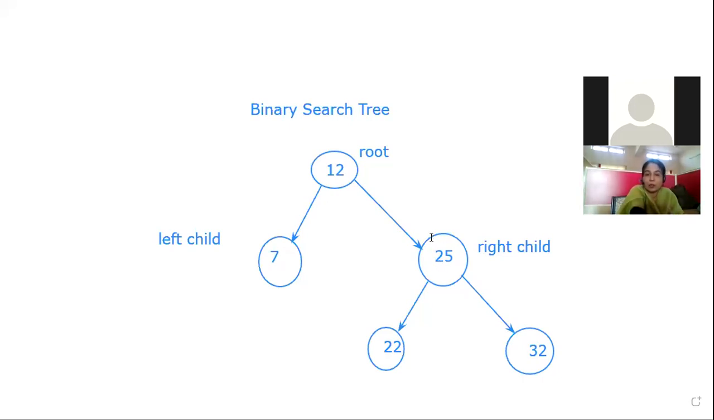Okay, so I need to delete this one, and we know that this 25 is having two children, 22 and 32. Okay, so I need to assign parents to these. I am deleting 25 and I need to insert this 22 and 32 somewhere. Okay, I should not throw it away. So this one I am deleting, 25.